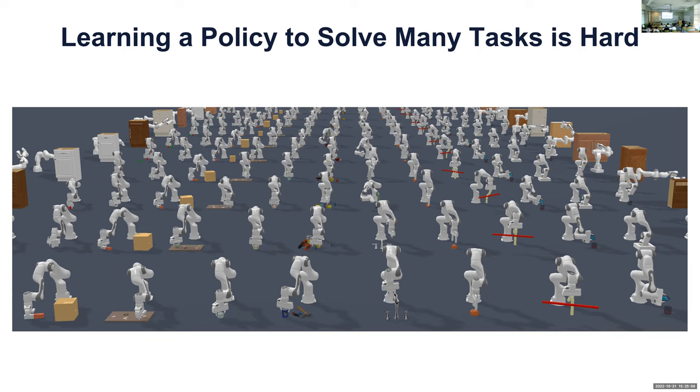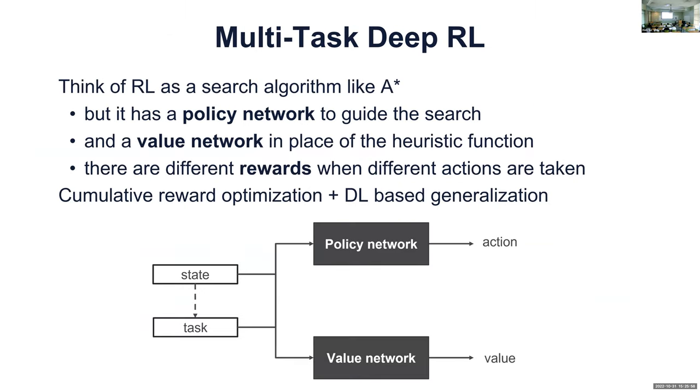For those of you who are not really familiar with reinforcement learning, let me give you a high level idea of reinforcement learning by drawing a certain analogy to search algorithms. I hope that you're all familiar with search algorithms like A star. You could think of RL as a kind of search algorithm, like A star. But A star tries to enumerate the possible actions, whereas reinforcement learning has a policy network to guide the search or evaluation of actions. And in A star, there is a heuristic function that helps you to prioritize the states to search, whereas in RL, you have a value network in place of a heuristic function.